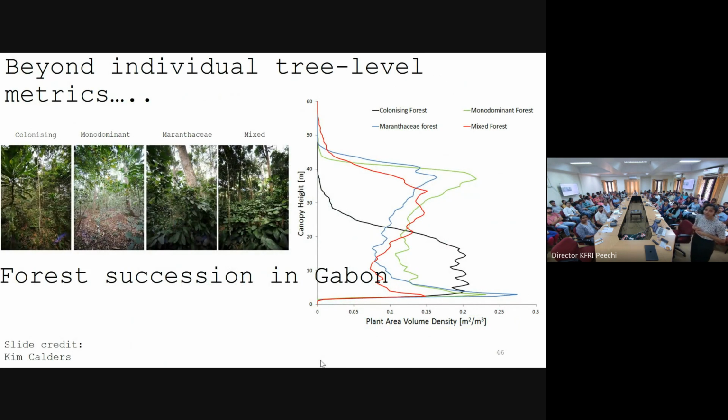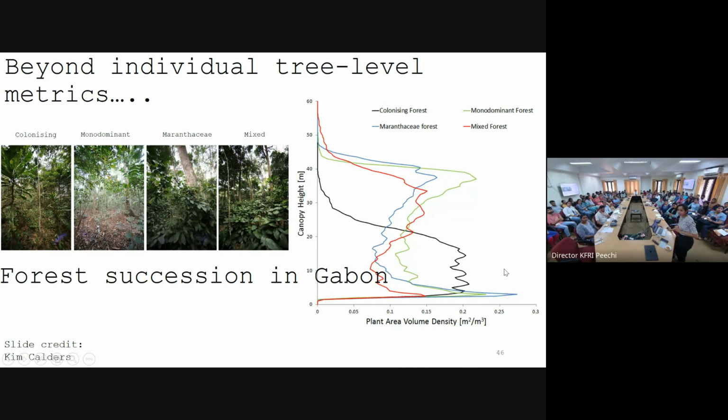Then again, TLS is not just for individual level metrics. We can also do plot level studies. For instance, what you see here is analyzing the forest succession in Gabon. How does the vertical structure of the forest change as the forest grows from monodominant forest to mixed forest? How does it look? As you can see, you can check how complex a forest structure is.